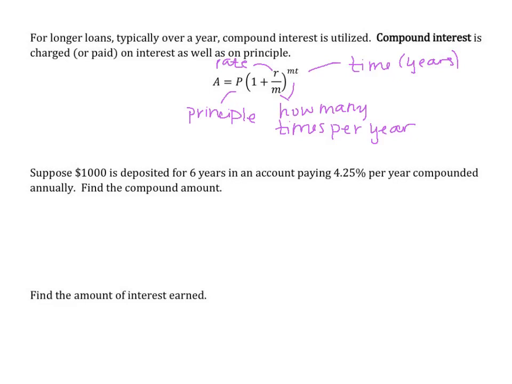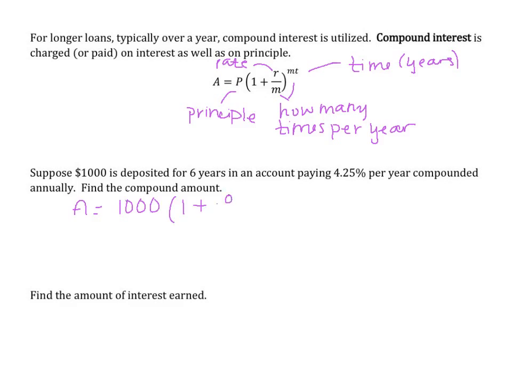So suppose $1,000 is deposited for 6 years in an account paying 4.25% per year compounded annually. Find the compound amount. So this is how much will be there after 6 years. So our amount is equal to the amount we put in, $1,000, times 1 plus our rate, 4.25%. Remember, we turned that into a decimal.